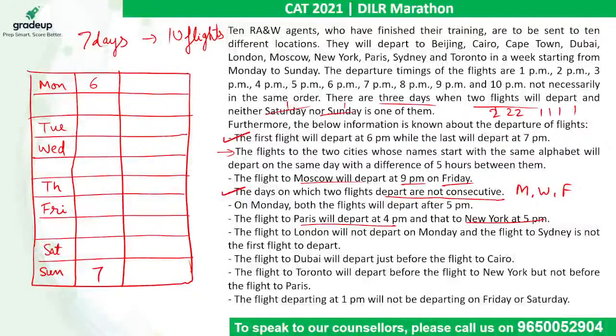The flights to the two cities whose names start with the same alphabet will depart on the same day. So same alphabet कौन सी cities है? Cairo and Cape Town. So Cairo and Cape Town, the flights will go on the same day with a difference of 5 hours. Monday को जा सकती है Cairo and Cape Town because 5 hours का difference है. 11 not possible. Monday को तो नहीं जाएंगी.